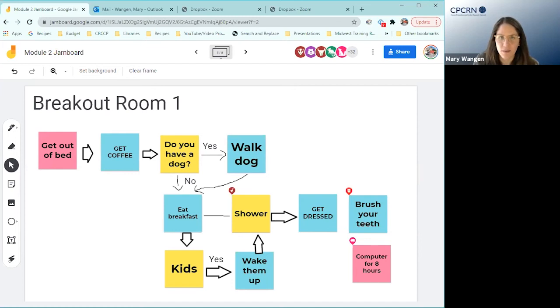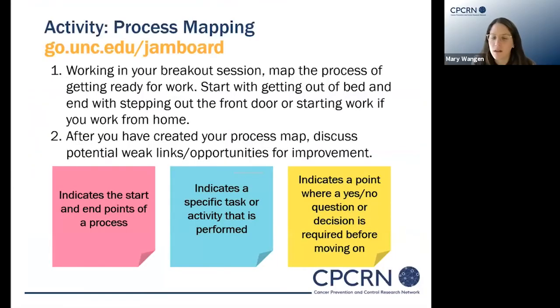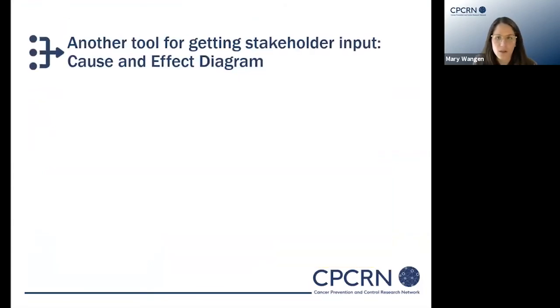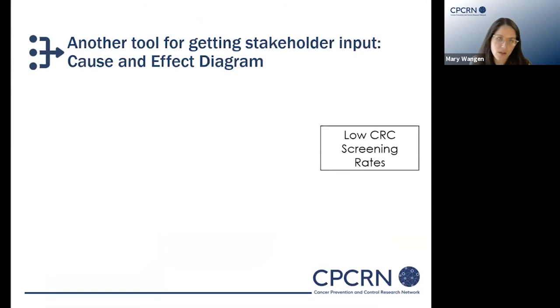All right. So in the interest of time, I'm going to keep moving so I can share another tool to engage your stakeholders. So let me go back to my slides. Okay. There we are. So another tool to get stakeholder input is called a cause and effect diagram or a fishbone diagram. When you make one of these, you want to start out by writing the effect that you want to influence on the right side of your page. So in our case, we'll put our low CRC screening rates.